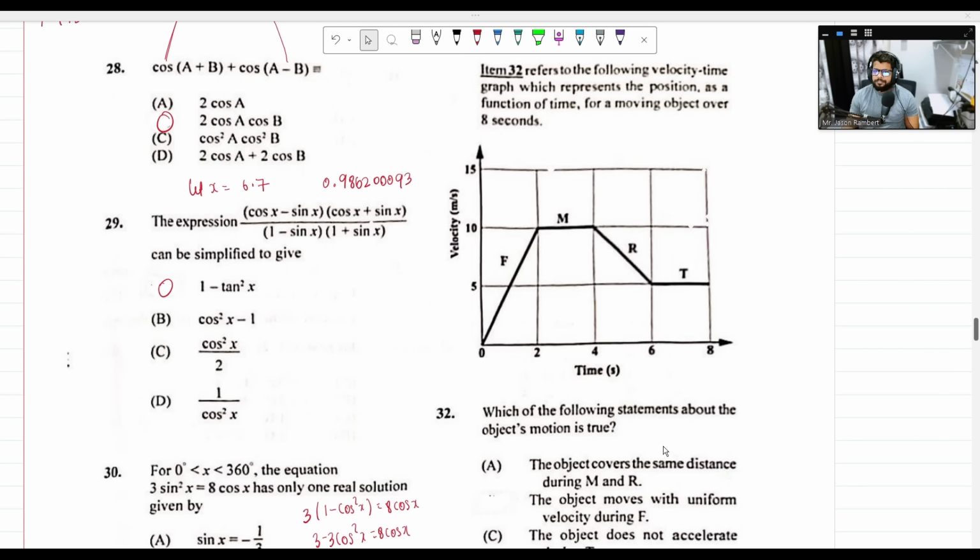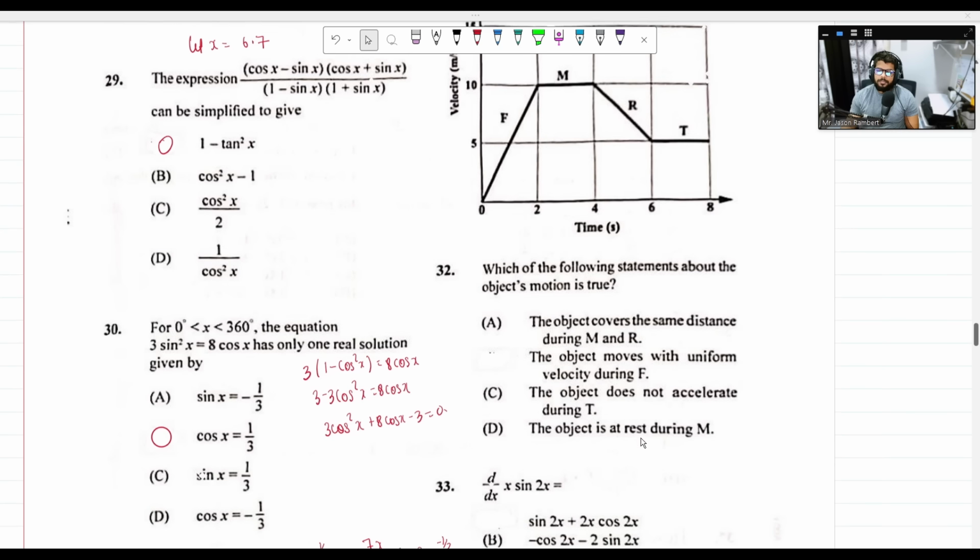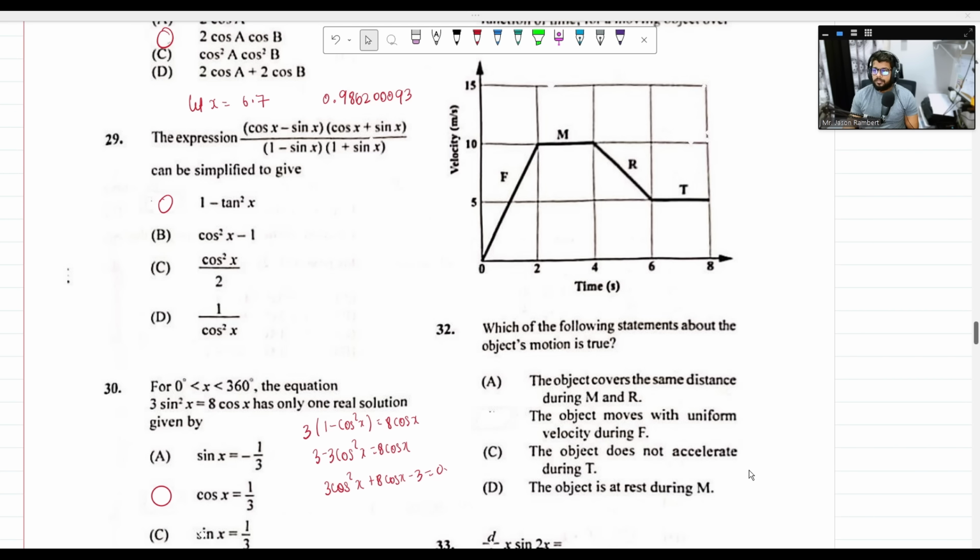Alright, the velocity time graph, which represents the position as a function of time for a moving object over 8 seconds. Which of the following statements about the object's motion is true? Now, when they're asking for true and false or correct and not correct statements, go through all of them, just to make sure there's only one correct or one true statement in this particular case.